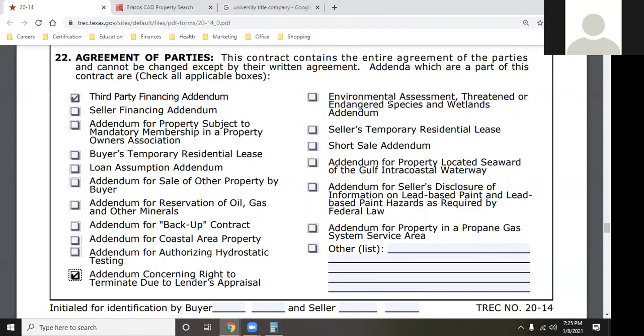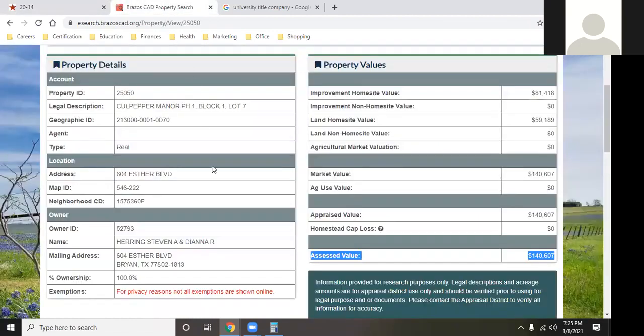The environmental assessment we don't have. There is no temporary lease. There is no sale, short sale. There is no property located seaward of a seawall or seaward of the Gulf Intracoastal Waterway. Yes, there is, in this situation. Let's go back here.